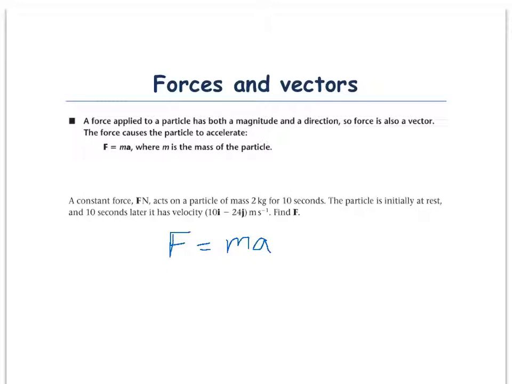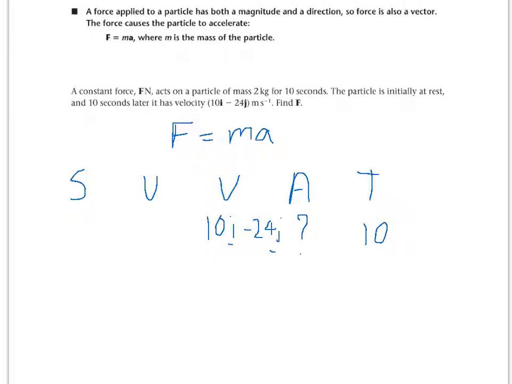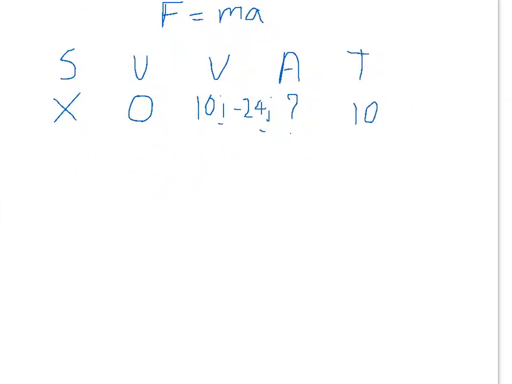So, let's write down what we know for a SUVAT equation. We know the time is 10 seconds. We need to find the acceleration. The final velocity is 10i minus 24j. And we know that initially it's at rest. And we don't need to know the distance travelled. Now, remember, to find acceleration, it's the change in velocity divided by the time, which is one of our equations.